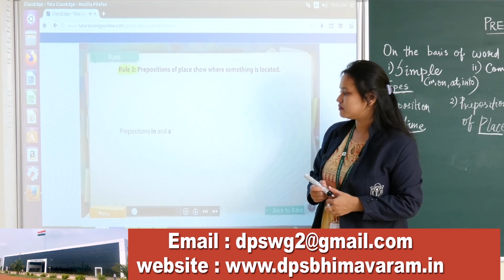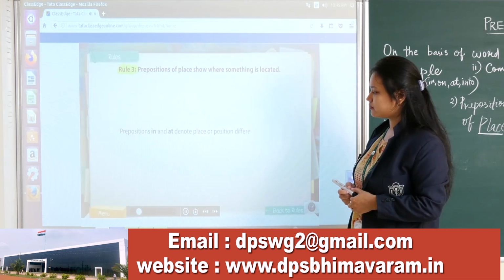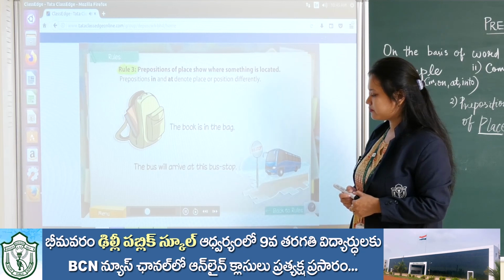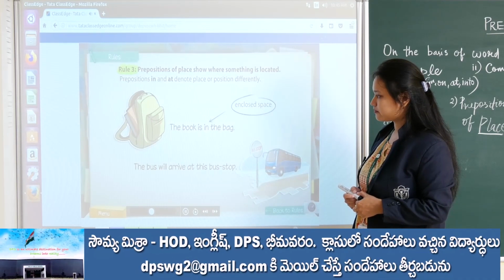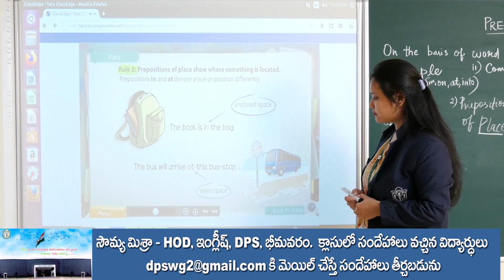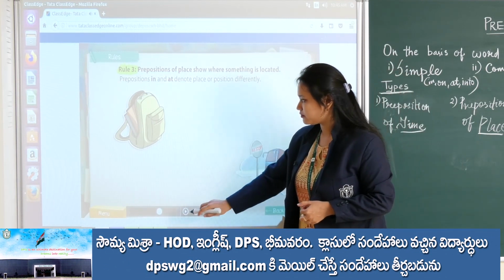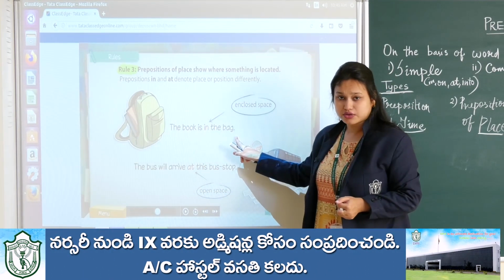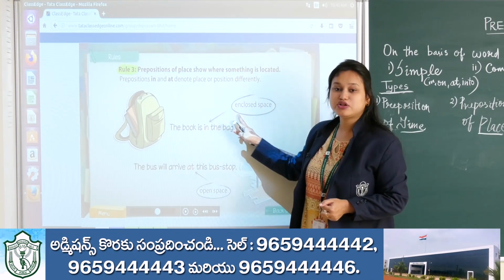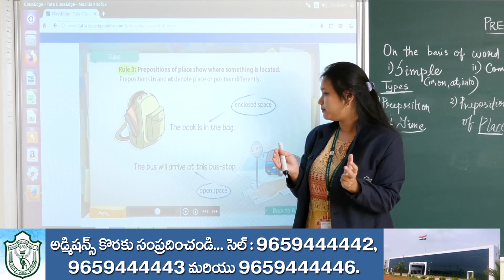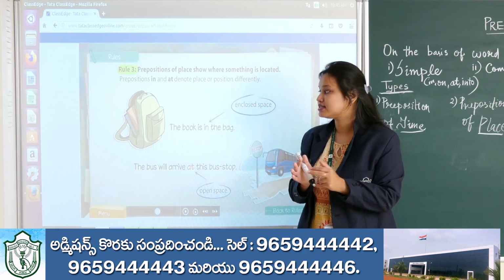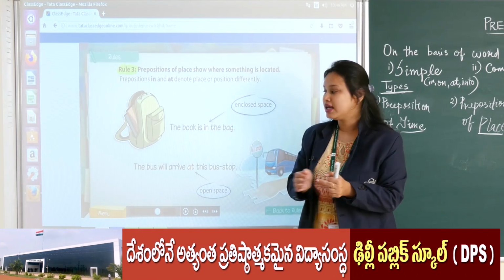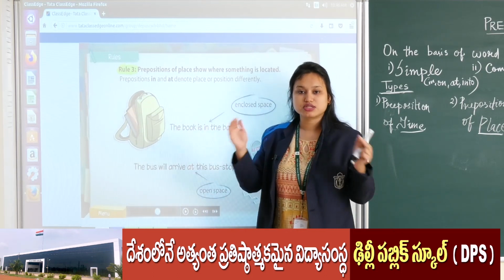The prepositions in and at denote place or position differently. The preposition in is used with enclosed spaces, while at is used with open spaces. If we see here, the book is in the bag. It is talking about an enclosed place. Enclosed space means something which is closed. If I keep a pencil or pen in a box, it is a closed one. If I keep a book in a bag, the bag is a closed area.